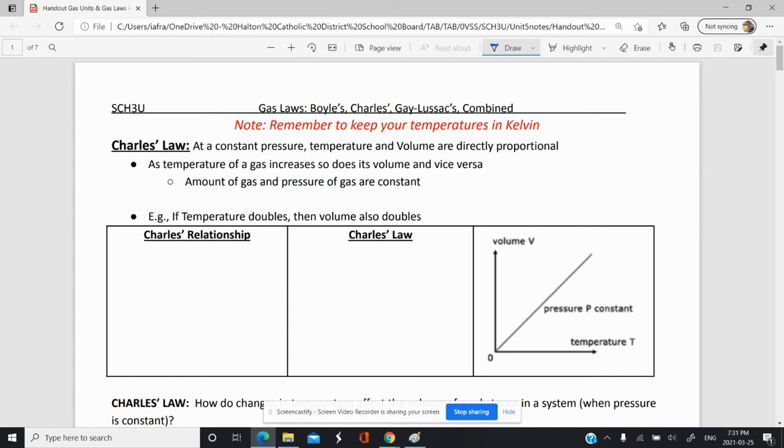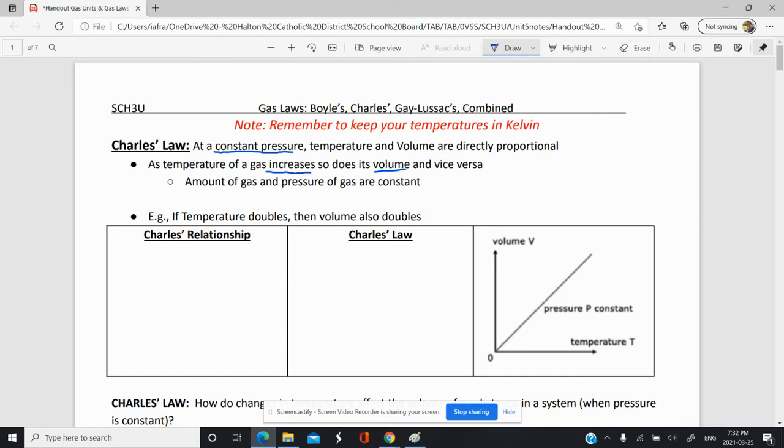And that states that at constant pressure, so pressure needs to be the same, temperature and volume are directly proportional to each other. So that means basically that if one goes up, the other goes up as well. So as temperature of a gas increases, so does its volume, and the other way around. So that will work as long as the amount of gas in your sample and the pressure are constant. Basically, you only want to change one thing at a time when it comes to this law here for Charles' law. So pressure is going to be the same. Temperature and volume are directly proportional to each other.